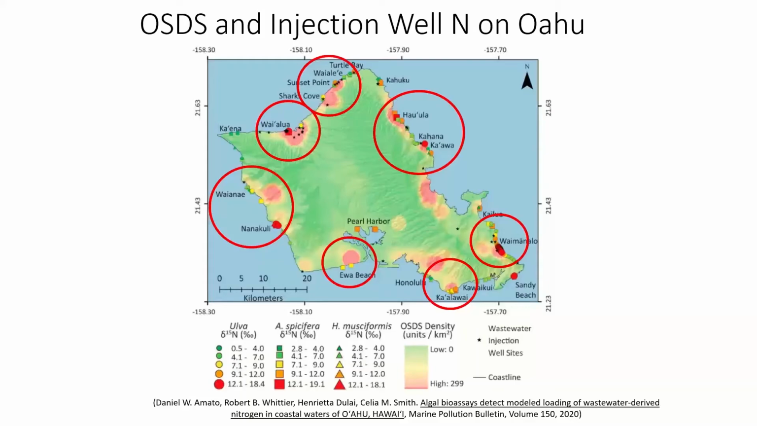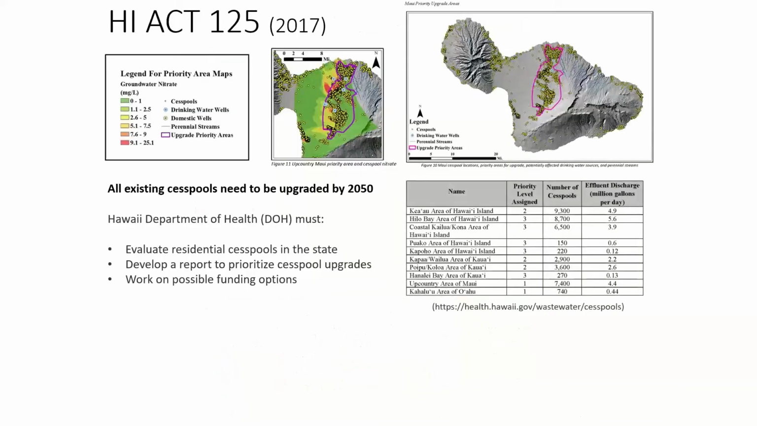So we're using this as a tool to detect wastewater in the ocean via these algal bioassays. The state of Hawaii is not new to this; it is a very known issue. A few years back, the state legislature made some pretty progressive legislation, stating through Act 125 in 2017 that all cesspools need to be upgraded by 2050. And this is an excessively large task.